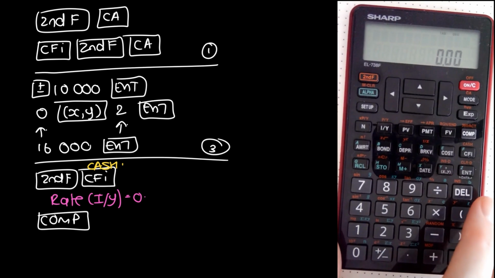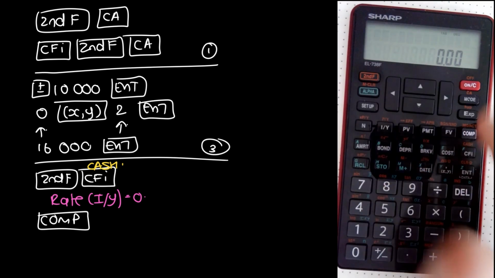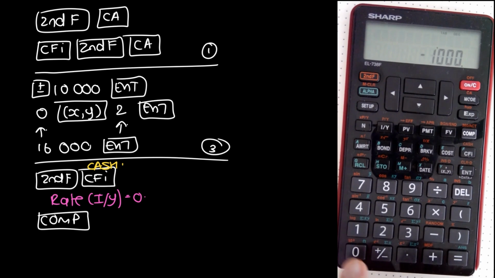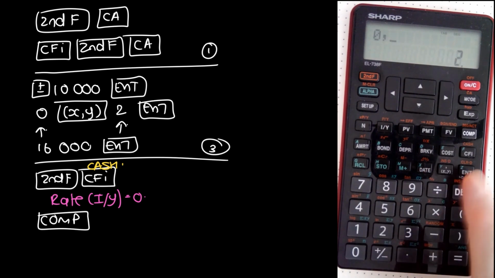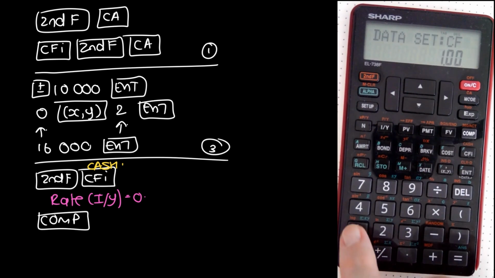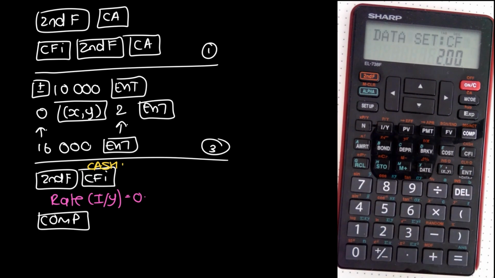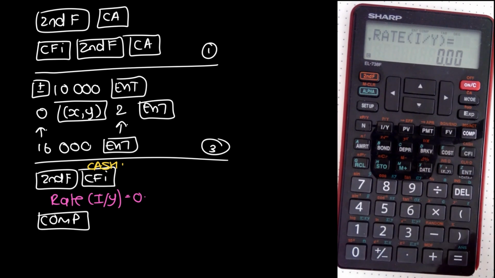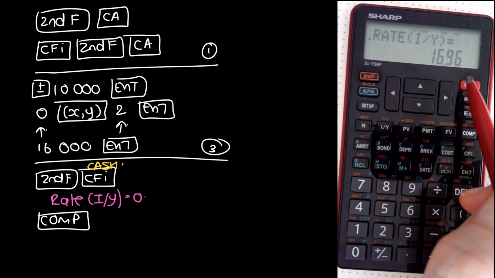Okay, so we're going to clear our information. So it's CFI, second function CA, and second function CA. Then we're going to put in our information. So our information is minus 10,000, enter, 0 XY 2, enter, because we have 0 twice. Then we have 16,000 and enter. Then we're going to say second function cash, and we want to find out what the IRR is. So we're going to say compute, and it says it's 16.96.